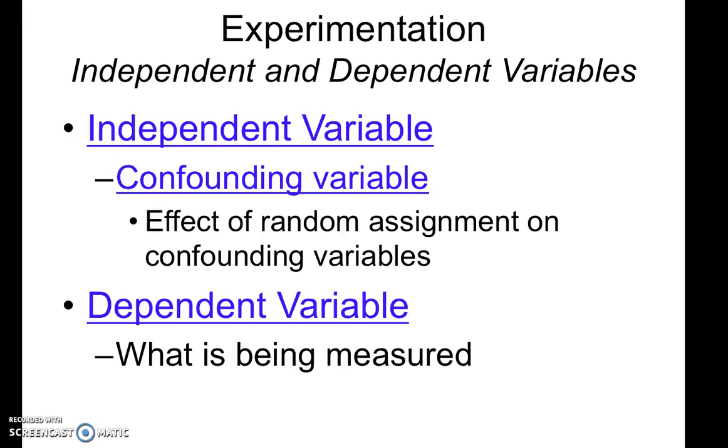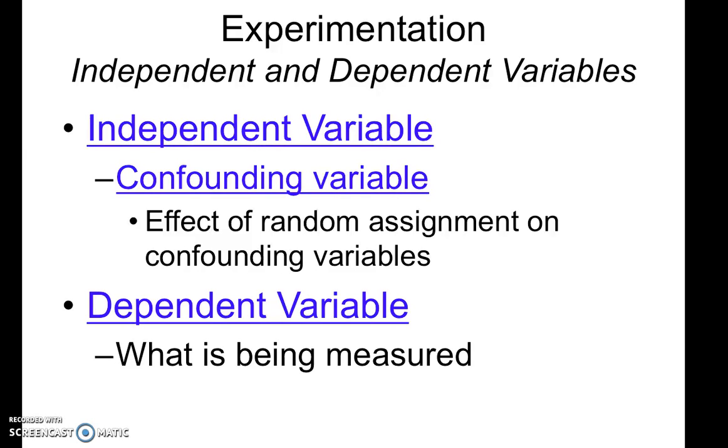Both the independent variable and the dependent variable are given operational definitions which specify the procedures that manipulate the independent variable or measure the dependent variable. I'll explain this further in a minute. So in other words, they have operational definitions so they are easily measured and can be replicated.